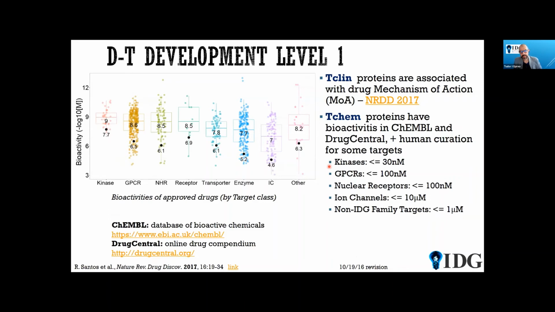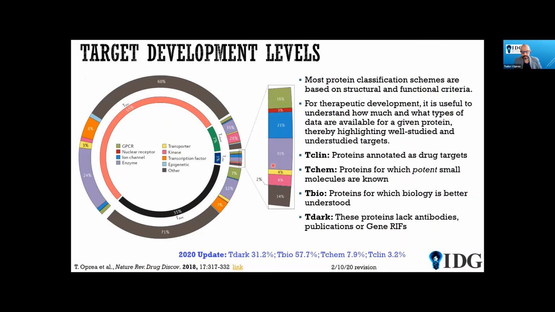So we look at the bioactivities of drugs for individual target classes. And it turns out that for kinases, the cutoff is at around 30 nanomolar, whereas for ion channels, the cutoff would be at about 10 or even almost 20 micromolar. So with this kind of dynamic range, when we don't reach that range, we just default at 1 micromolar for unknown activities. And in addition to that, we have 2 other categories, T-bio and T-dark.